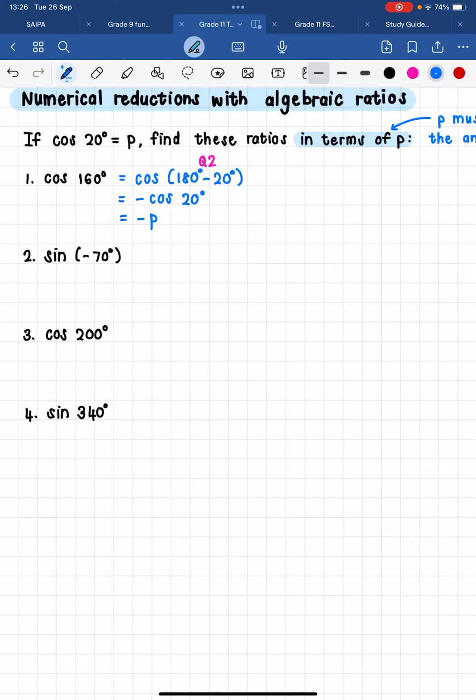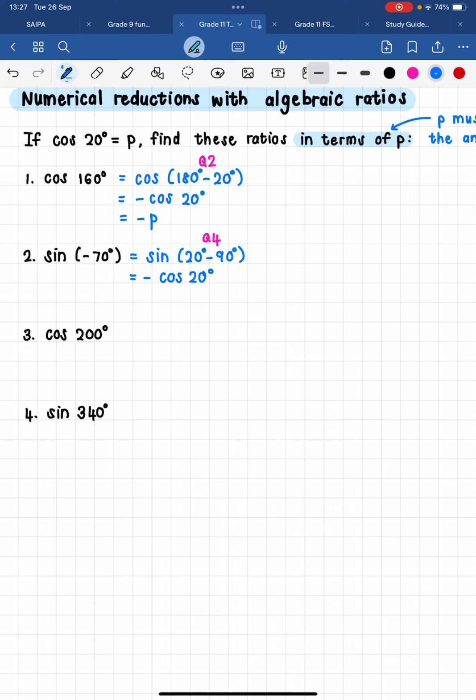Sine of negative 70. Sine 20 minus 90? Yes, we can do that. We can write this as sine of 20 minus 90. Which quadrant is that in, guys? Quadrant 4, right? What is the sign of sine in the fourth quadrant? Negative. So this is going to become negative, what now? Cos 20.